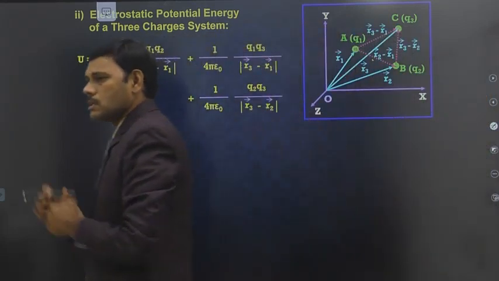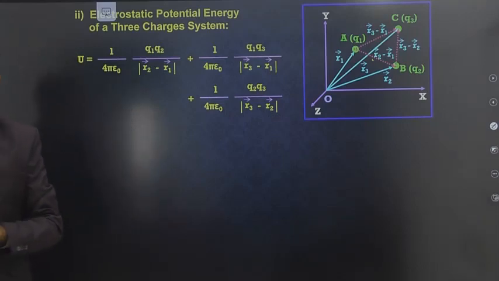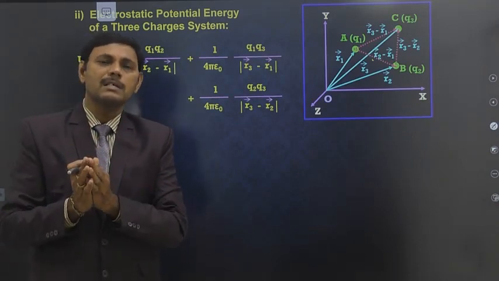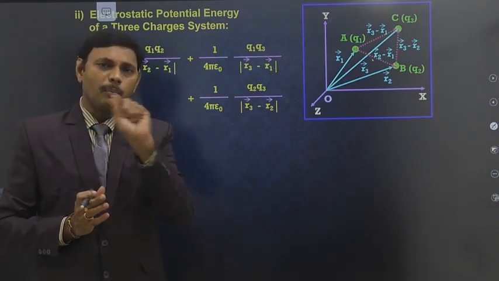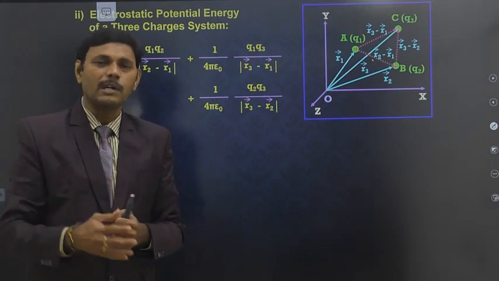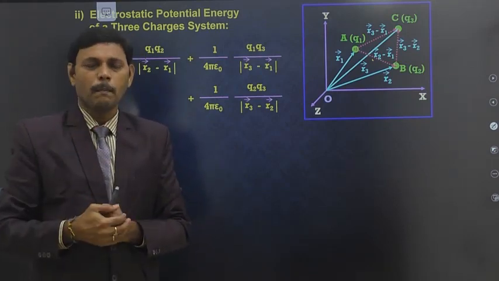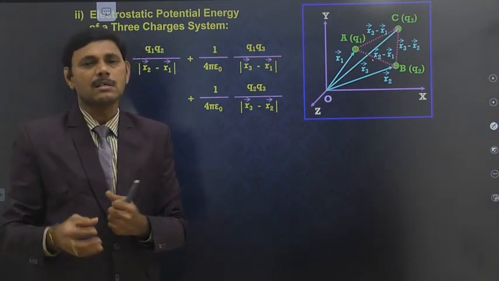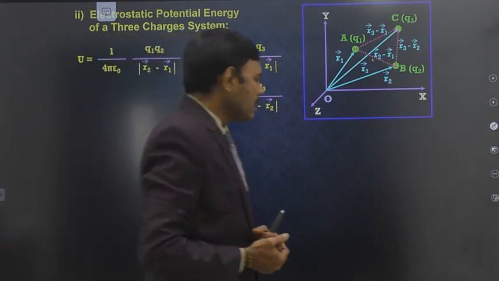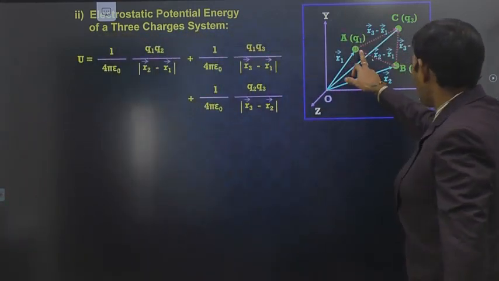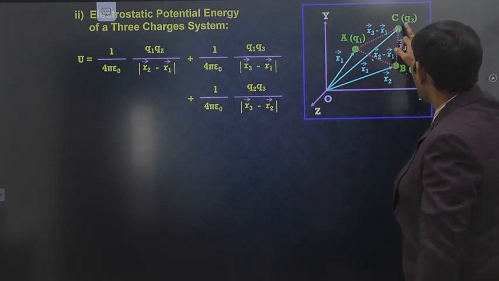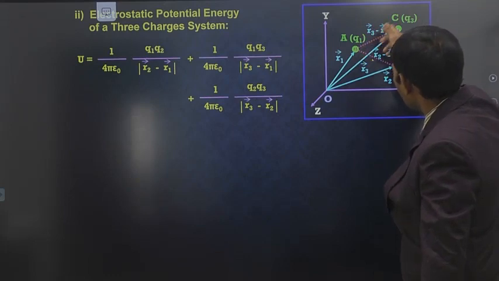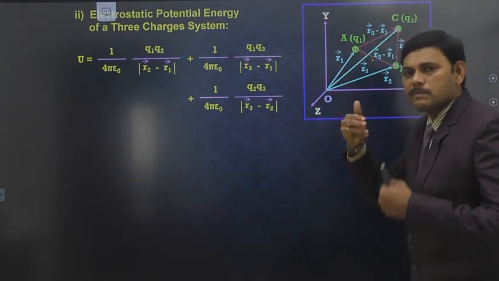Potential energy is a scalar quantity. Potential energy due to the group of charges is simply equal to the algebraic sum of potential energies between all pairs. Total potential energy of the system is the sum of potential energies of all pairs of the charges in the given group. Here there are three pairs in total. One pair is Q1 Q2, second pair is Q2 Q3, third pair is Q1 Q3. So if you find the potential energy for each pair and add them, that becomes the potential energy of the system of charges.